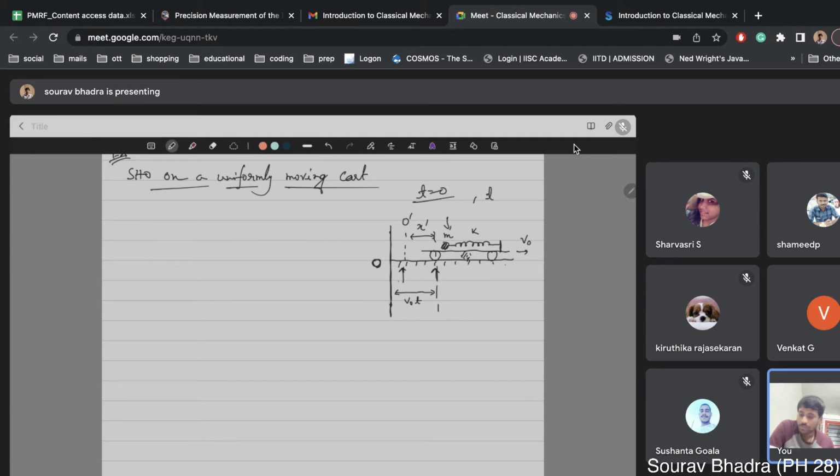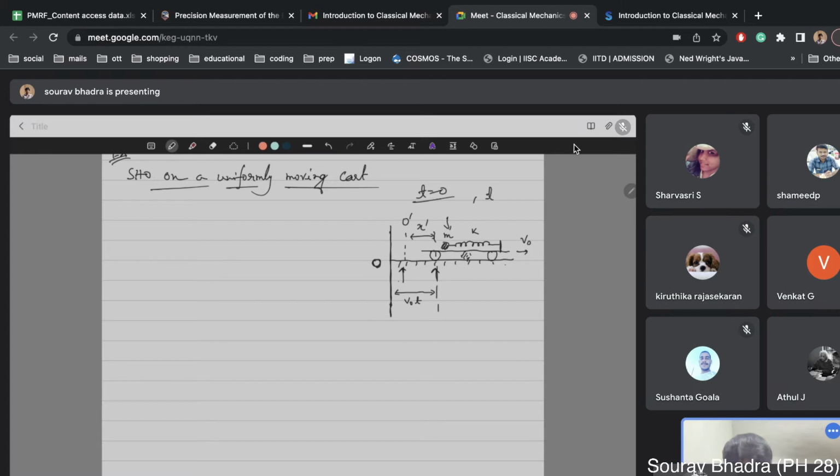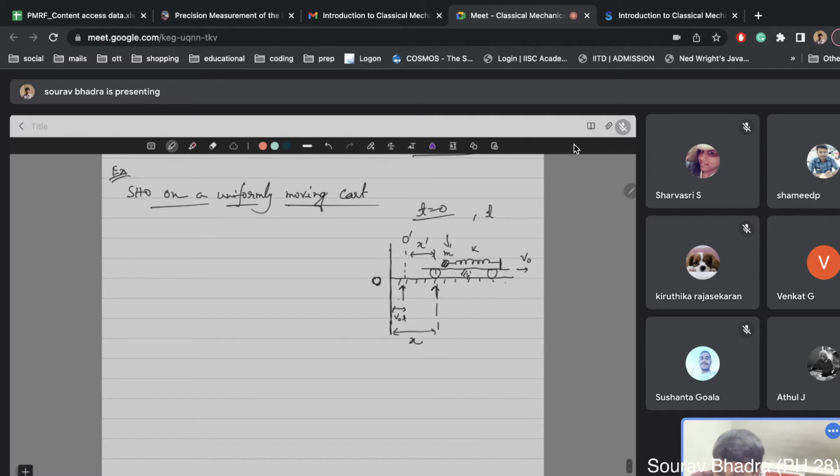Okay, and the cart has also moved from the initial place by v0 t, because in time t with the uniform velocity v0, it will move up to v0 t distance. Now the total distance is let x. Okay, so this is the situation. Now this x, which is the distance of the mass from this origin O, can be written in terms of this v0 t plus the x dashed.